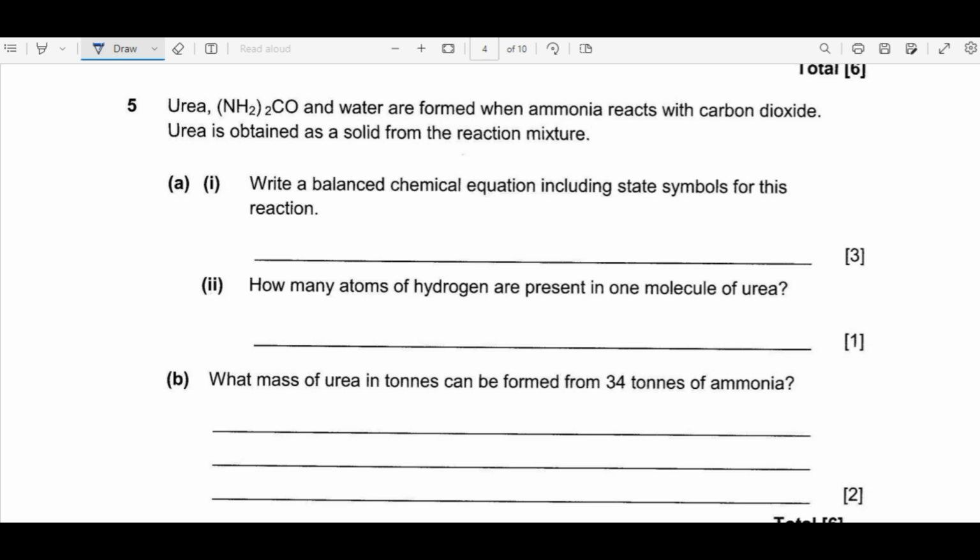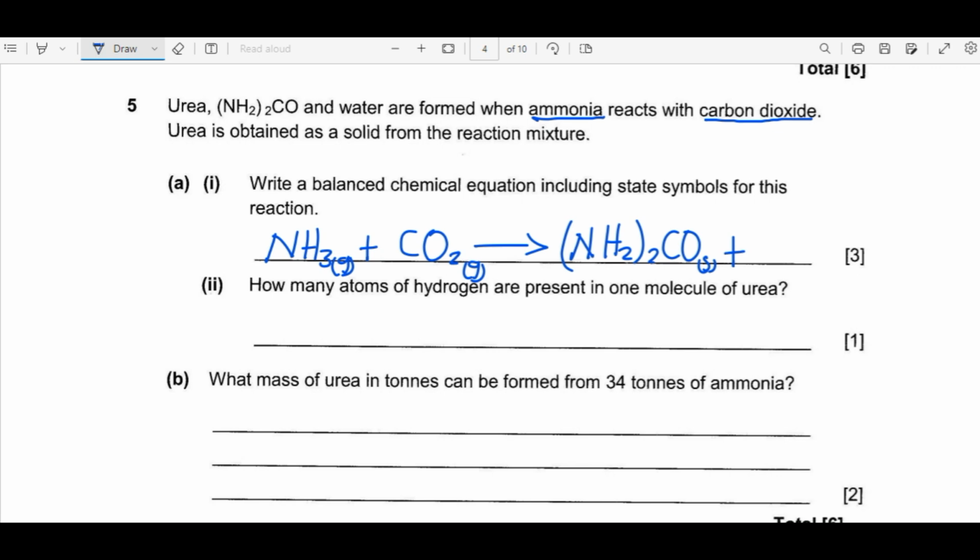We are given 2 reactants. The first one is ammonia. The second one is carbon dioxide. So we write ammonia, NH3 gas, plus carbon dioxide, CO2 gas as well. Then we have urea. We have been given NH2, then CO. Solid, we are told solid, plus what else? Water is also a product, so liquid.